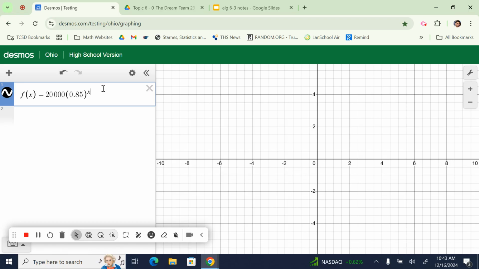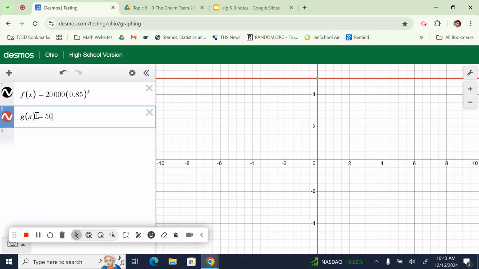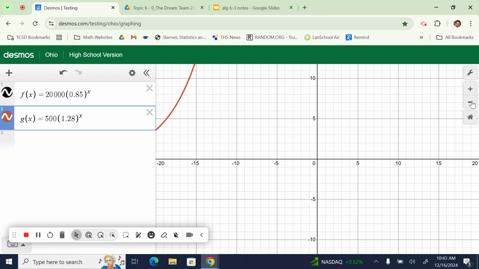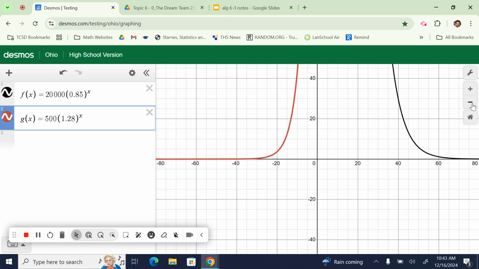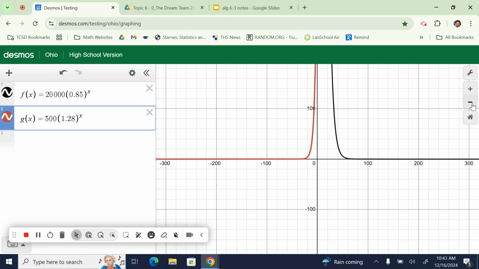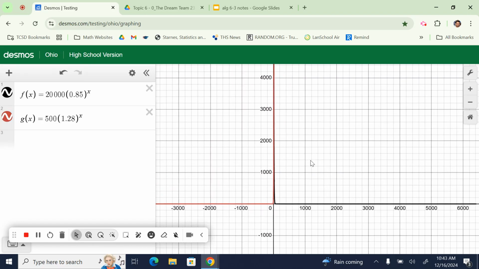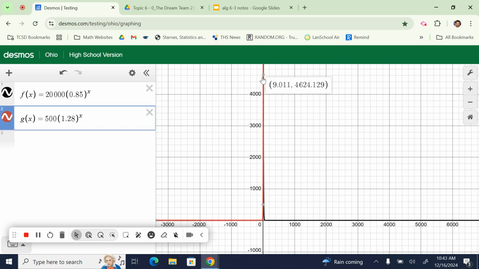And you're saying, hey, there's no graph showing up. Well, 20,000 is a huge number, so just chill. Let's do the other one, g of x equals 500 times 1.28 to the x. And again, nothing's happening. Well, 500 is a big number. So now I'm going to zoom out slowly. Oh, there's the red one, and it should show up first. Now notice it's growing because it's going up and to the right. Oh, there's a black one. I'm going to keep zooming out, and drag it down. Boom, and there we go.